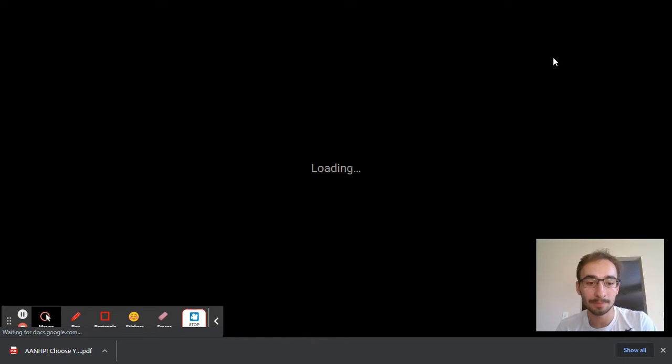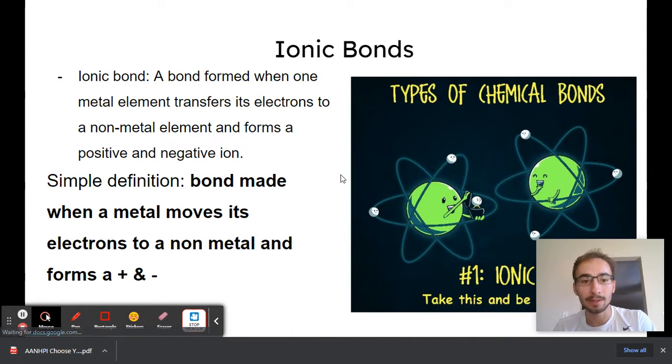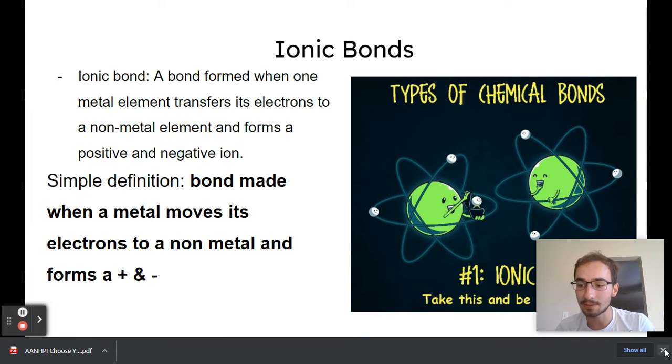So remember, the definition of an ionic bond is made when a metal moves its electrons to a non-metal, and the one that lost its electrons will be positive, and the one that gained an electron will be negative. And that's why ionic bonds work, is because the positive and negative are attracted to each other, because opposites attract.